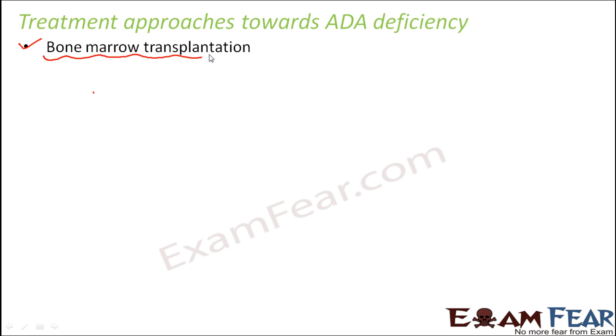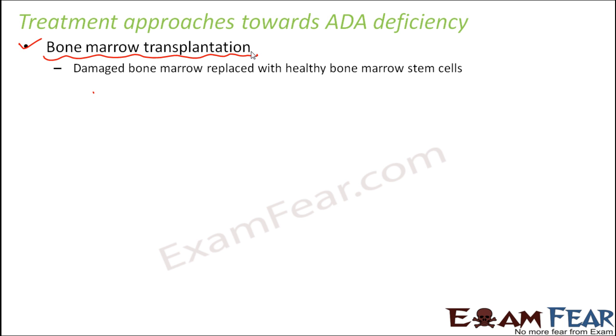That is replacing the bone marrow. Now, what is bone marrow? Even before we talk about the process, what is bone marrow? Bone marrow is the tissue inside the bone where the stem cells are present. So the stem cells happen to be present inside the tissue which is present inside the bone.